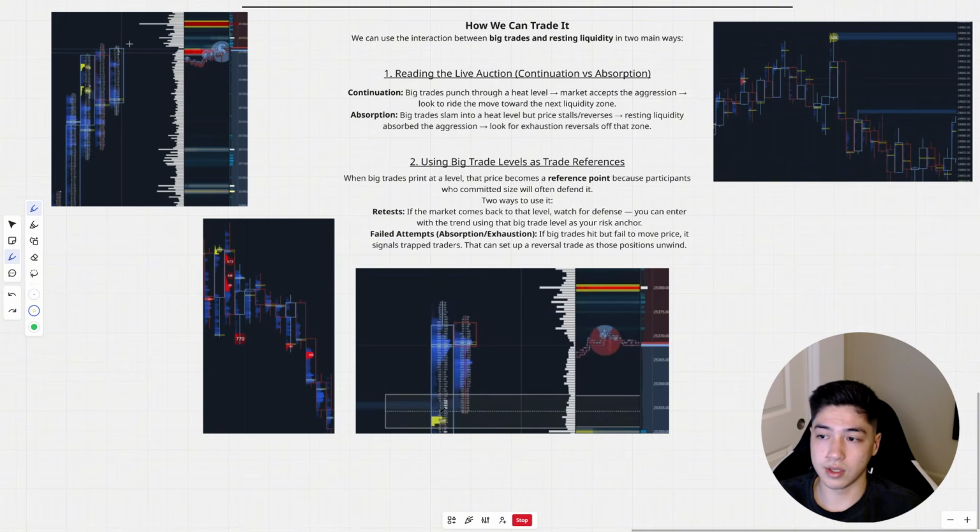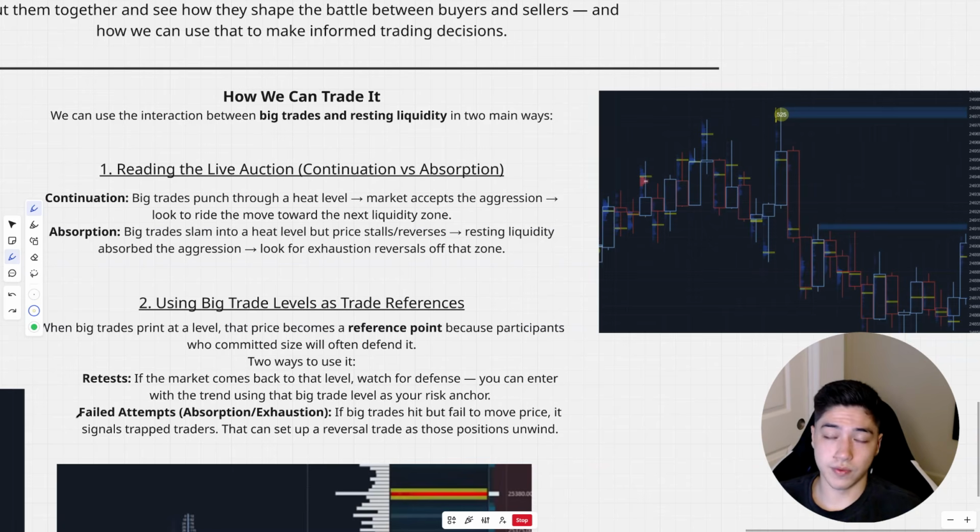If the market has a big order here for longs, and we have a heat level sitting right here, what we can look for is price to come back, retest this level, and we can watch for the defense of this level, and enter with the trend using the big trade as the risk anchor to then target the liquidity that we're looking to target. And we can also use it for failed attempts, so absorption or exhaustion.